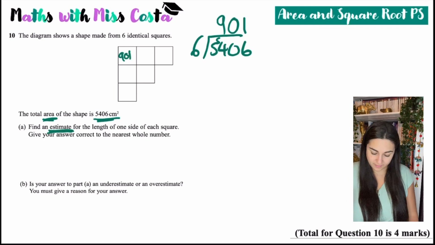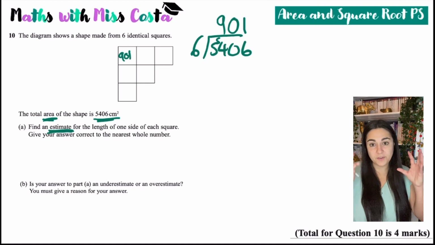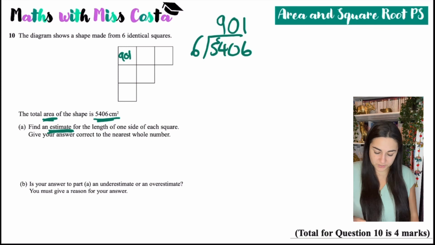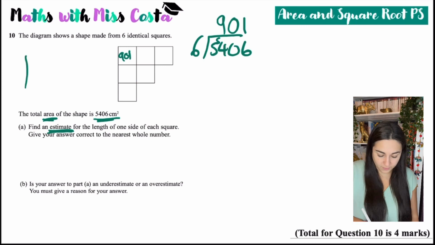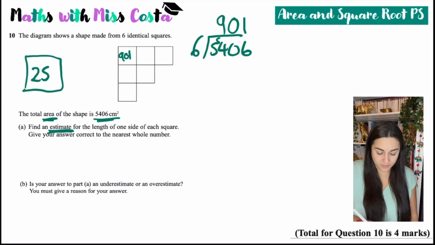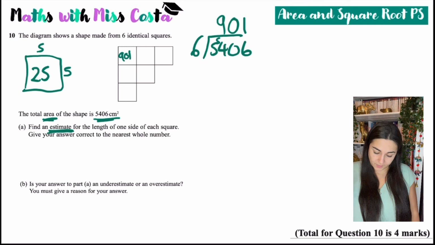but I am being asked to work out an estimate for the length of one side of each square. And if you know the area of a square, to work out the side length, you would just do the square root. Like if you knew that the area of this is 25, you know instinctively that the sides must be 5, because 5 times 5 make 25. But what you would have done is do the square root of 25. So similarly, I'm going to have to do the square root of 901, but it's an estimate question.